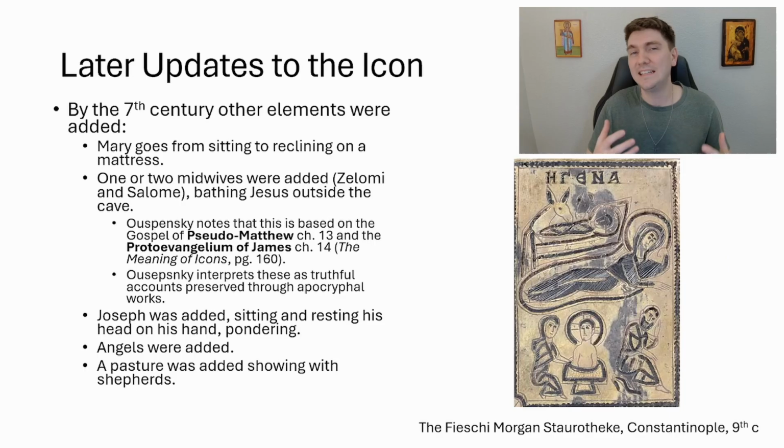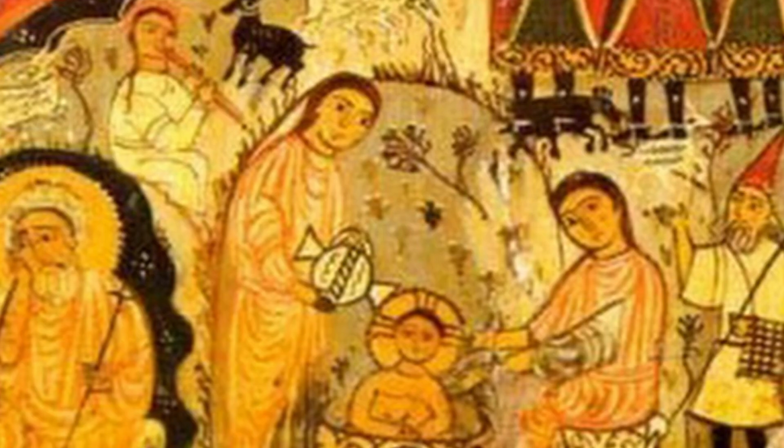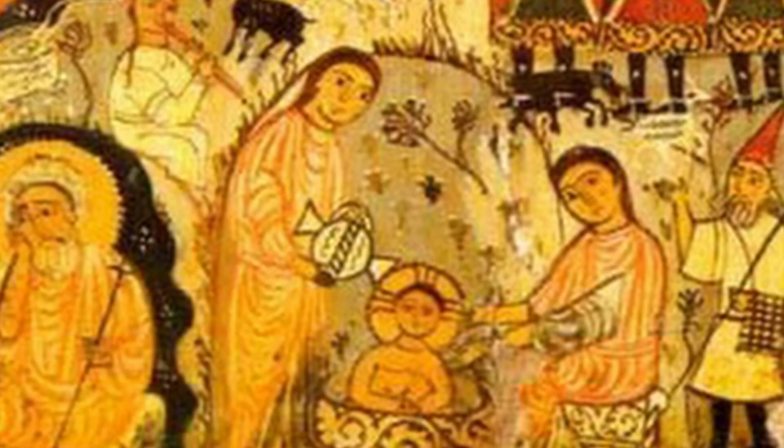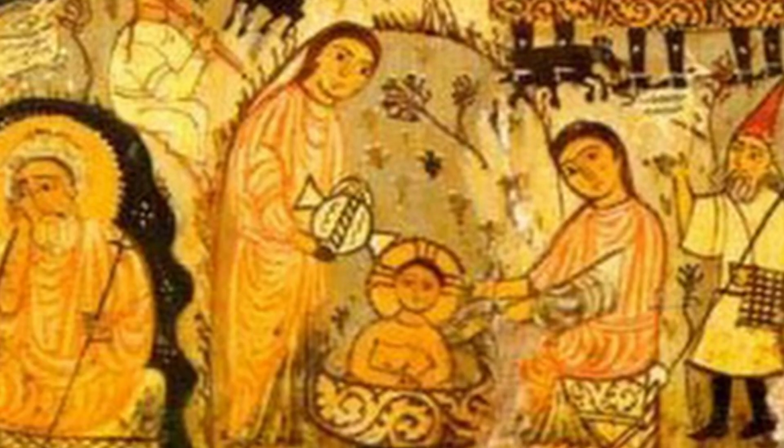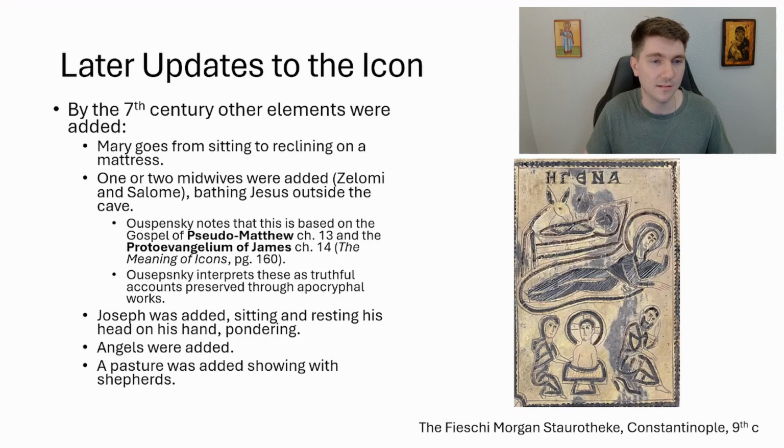So there were later additions that were added to this icon. By the 7th century, Mary goes from a position of sitting to more of a position of reclining on some kind of mattress. And later, two midwives were added, or one midwife named Salome, and they're outside the cave bathing Jesus. Uspensky notes that this is based on the apocryphal Gospel of Pseudo-Matthew, chapter 13, and the Proto-Evangelium of James, chapter 14.